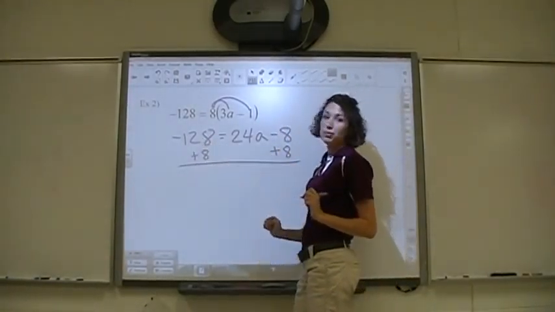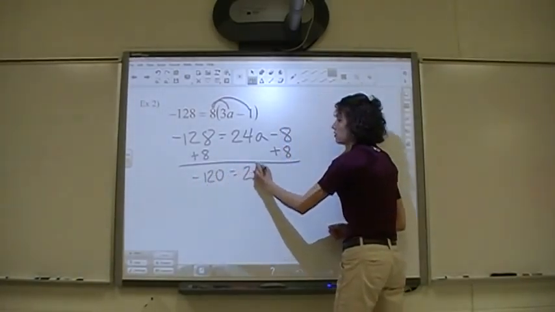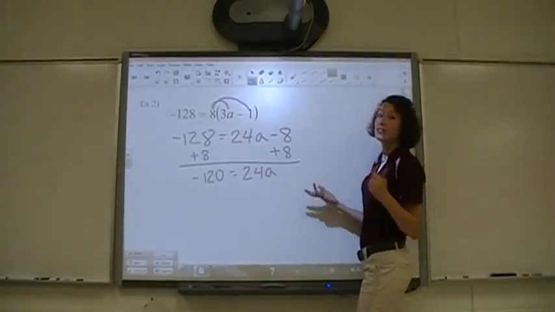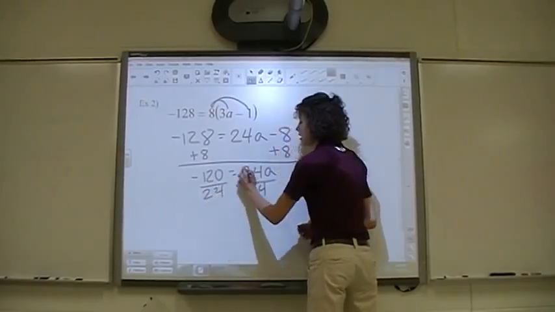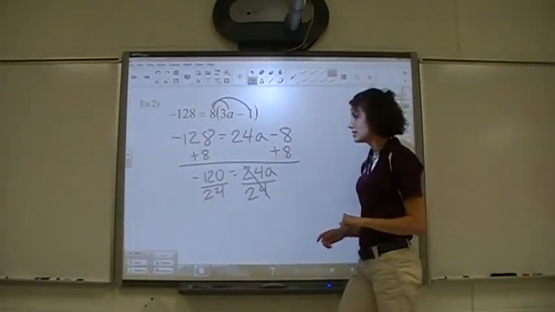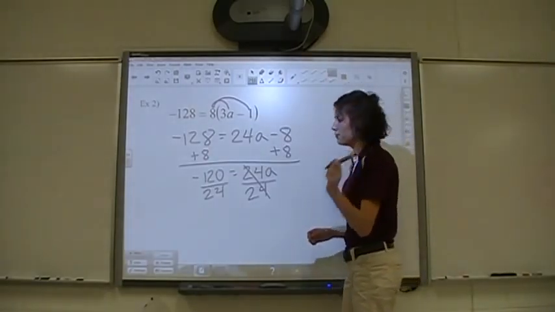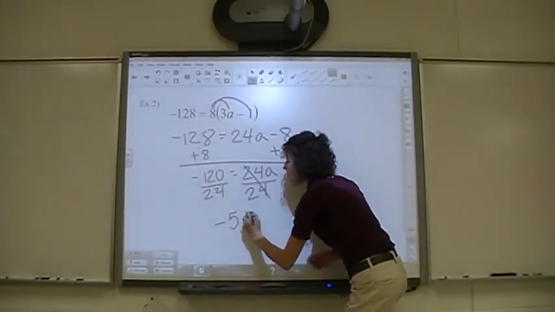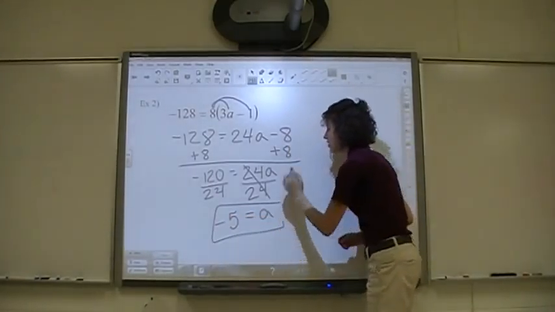Negative 128 plus 8 gives me negative 120 equals 24a. Then divide by 24 on both sides. Our 24's cancel out on the right-hand side. Now, negative 120 divided by 24 is negative 5. So negative 5 equals a, which is going to be my final answer.